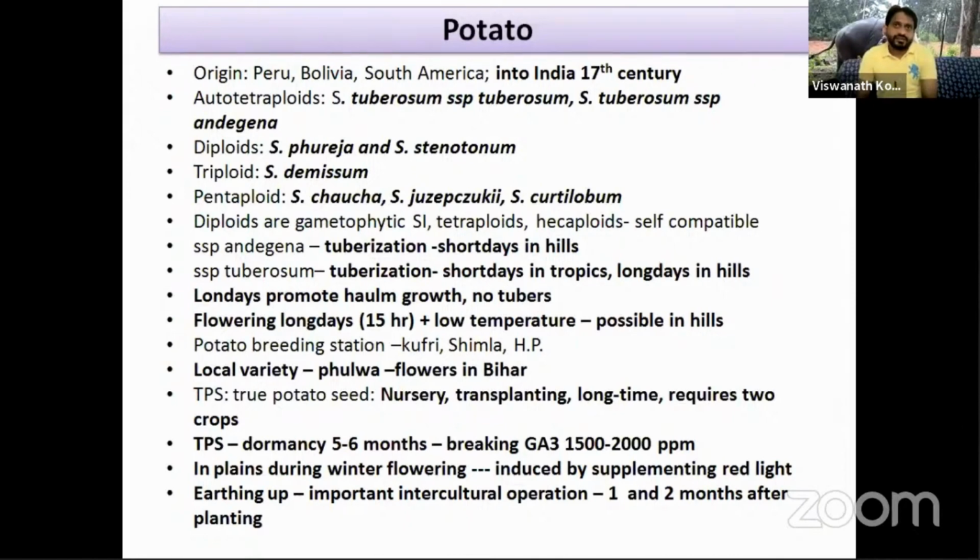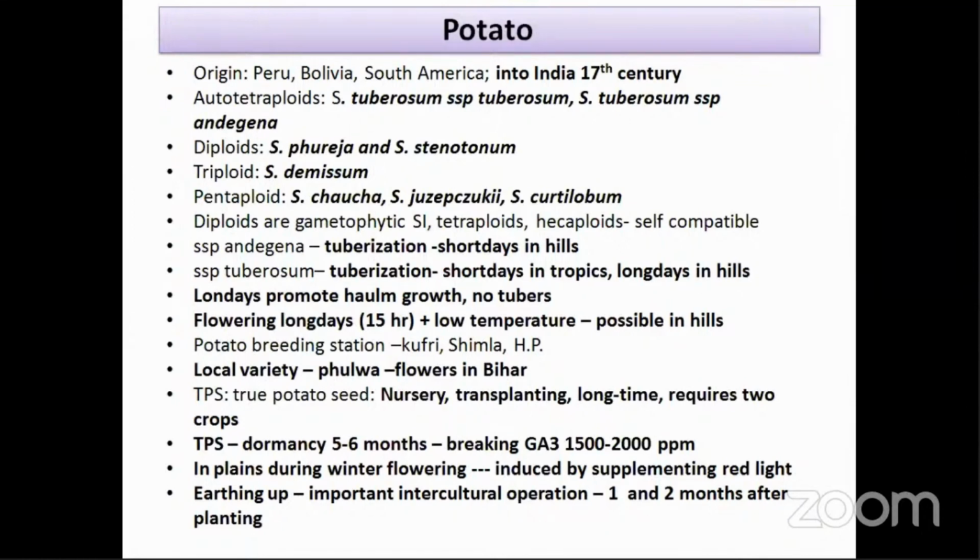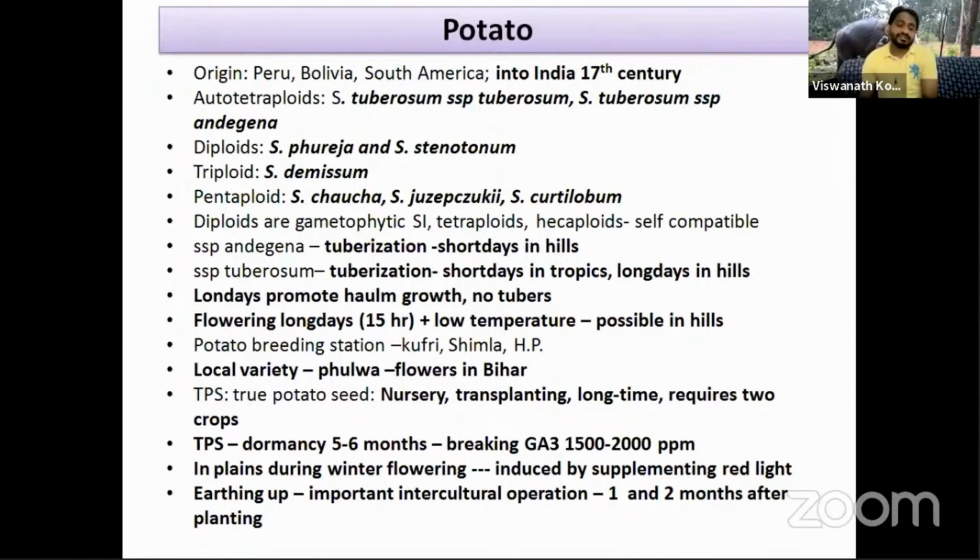we need a nursery. First we have to raise a nursery, and we have to transplant the seedlings into the main field. And in the first season it produces very small tubers. Those small tubers we again have to plant in the second season, then it produces large size tubers. That means propagation through seed takes 2 years, 2 seasons, and it is very labor intensive because of the nursery and so many transplantings. So the cultivation of a commercial potato crop through true potato seed is not at all economical. And the true potato seed has a dormancy of 5 to 6 months, and the dormancy can be broken by treating with GA3 at 1500 to 2000 ppm.